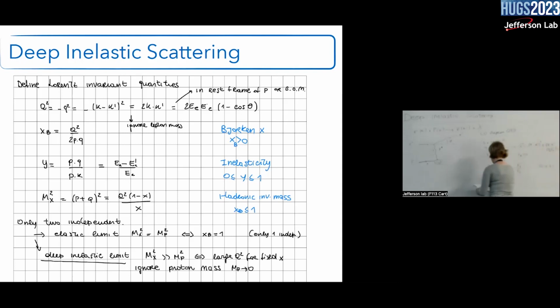And then another interesting thing is the mass of the thing that you ignore. The mass of the things you ignore is just P plus Q squared. And this can be written as the mass of the proton squared plus Q squared times (1 minus X) divided by X. And from here, XB, sorry.